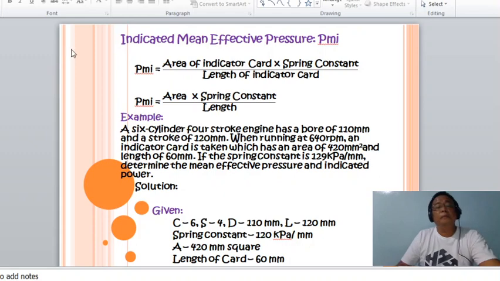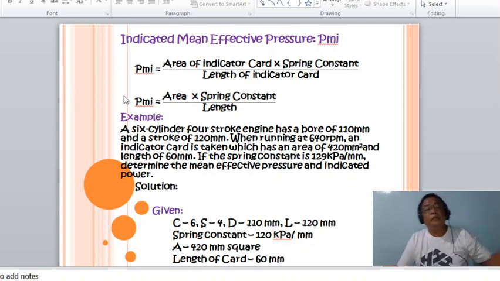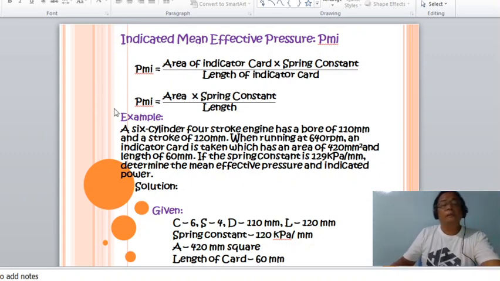So, the indicated mean effective pressure, of course, equals the area of the indicator card multiplied by the spring constant, divided by the length of the indicator card. And PMI now equals area times spring constant over length. Okay? So, let us now take this example in order to apply the formulas above.